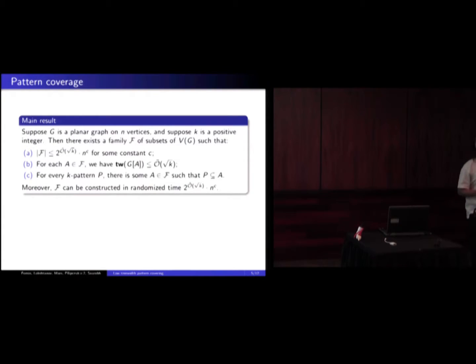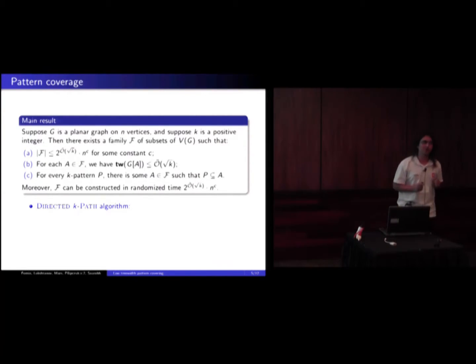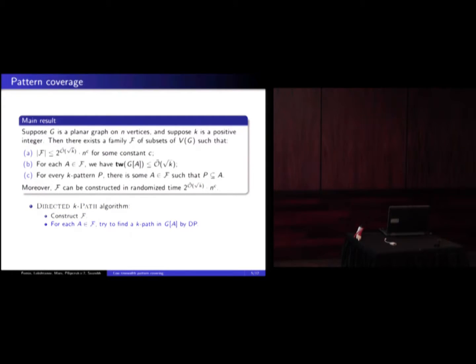Yes? So now given this theorem, the algorithm for directed k-path problem on planar graphs is pretty simple. I just construct this family F, and then for every element of my family F, I look at the induced graph. It has small treewidth, and I just try to find a directed k-path using dynamic programming.